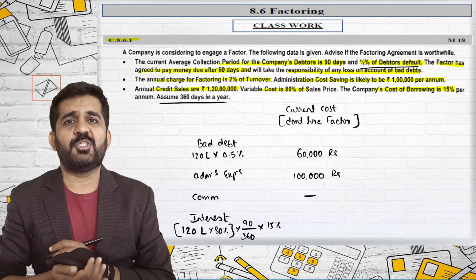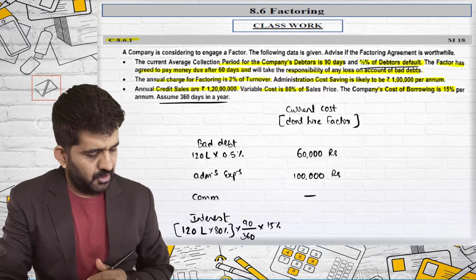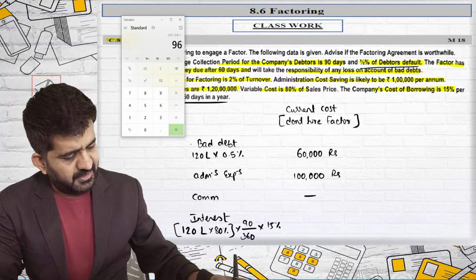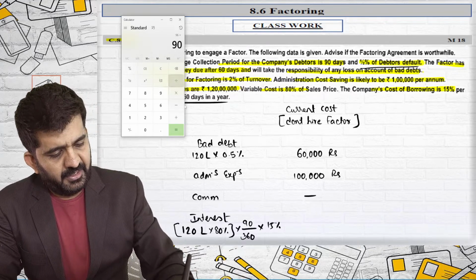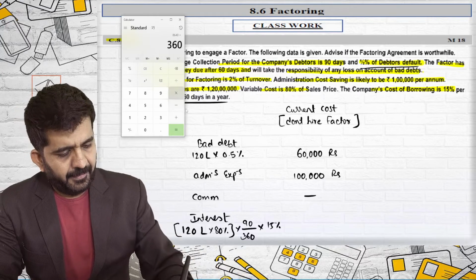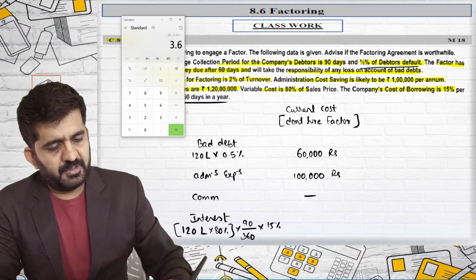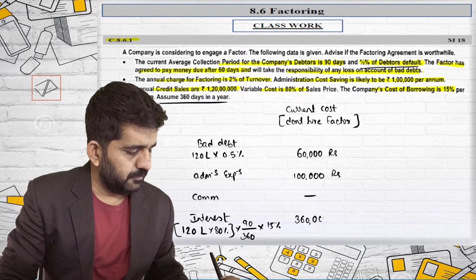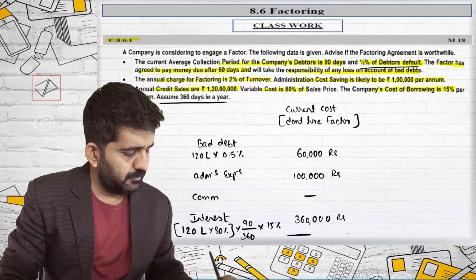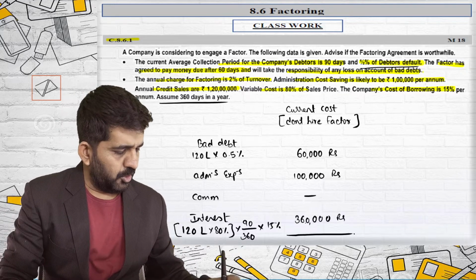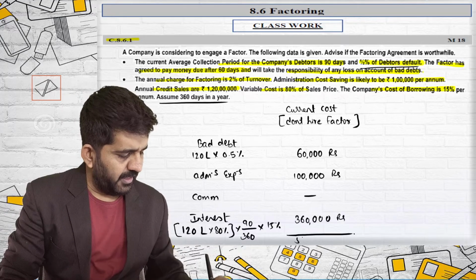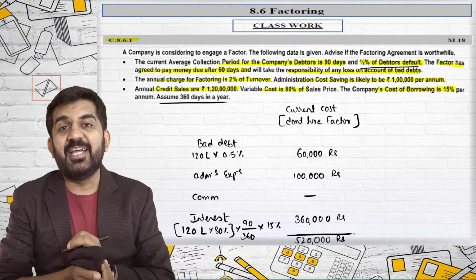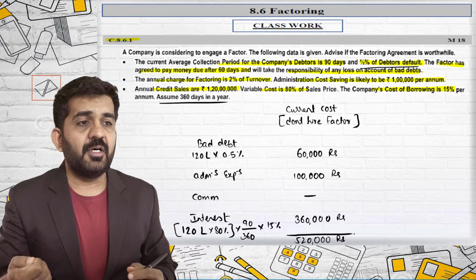How to calculate interest? We have done it in receivables management. So 120 into 0.80, that is 80%, 96 lakhs into 90 divided by 360 multiplied by 15%. It is 3,60,000. My total cost will be 4,25,000 related to debtors if I don't hire a factor.